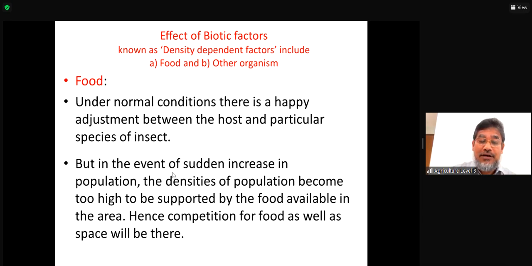So food is one of the factors, factor A. Number two is other organisms. These are living organisms. I am talking about how the living organisms in nature affect the life of insects. Food definitely affects. We also take food. If the food is not available, we suffer a lot. Food shortage can also cause death. The same thing can happen to insects.